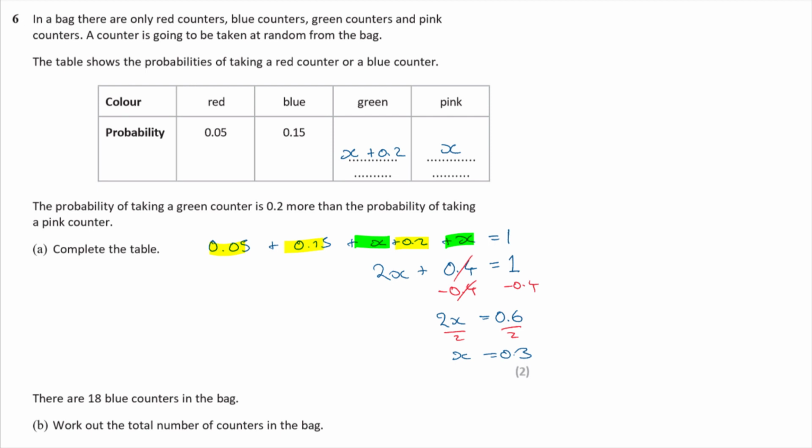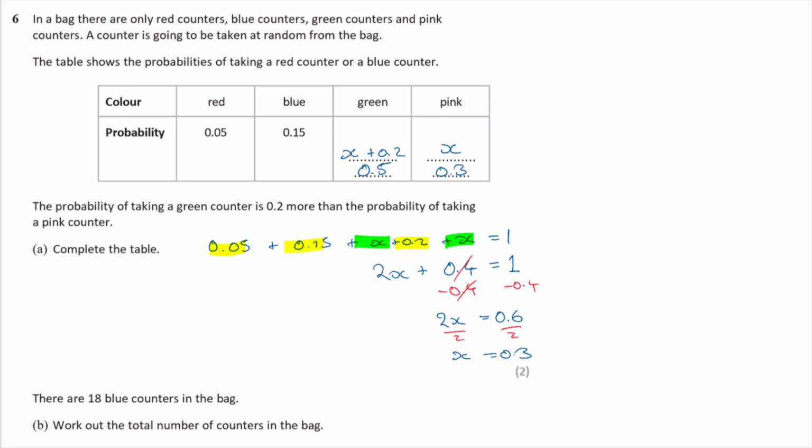So that means that pink must be 0.3 and green must be 0.2 more. Well, that would make it 0.5 then, isn't it? And all the 4 numbers now add up to 1. On to part B, we can see there are 18 blue counters in the bag.